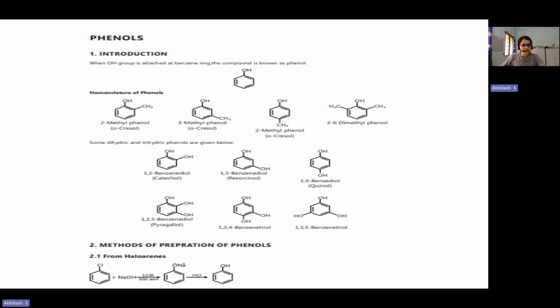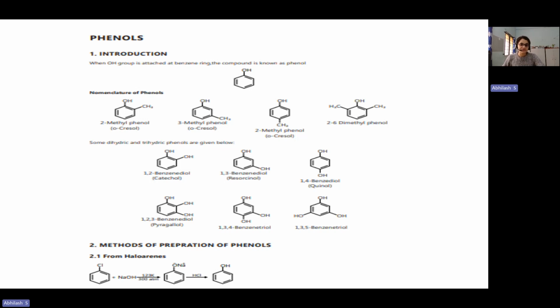There are other classifications for phenols, like dihydric and trihydric phenols, which are formed when more than one hydroxy group is attached, leading to the formation of dihydric and trihydric phenols. Examples of dihydric phenols are catechol and resorcinol. For trihydric phenols, 1, 3, 4 benzene triol. This is the basic introduction to phenols.